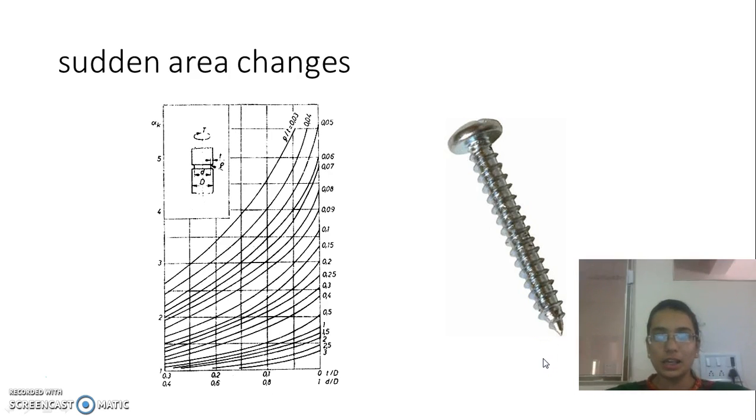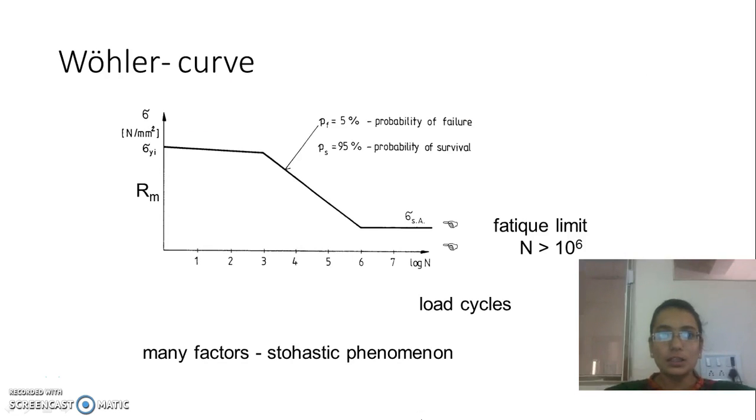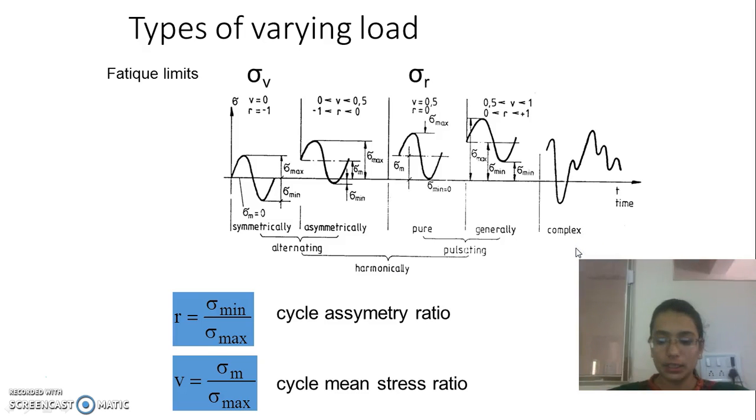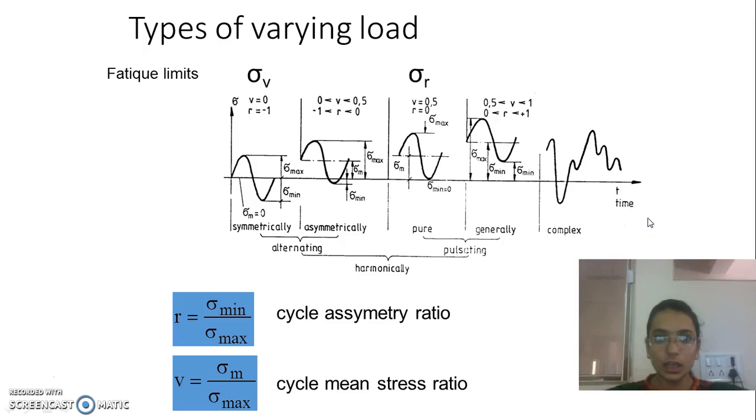Now this is the sudden area change in fastening fatigue, given the example of the screw, and it is fatigue, that is the cyclic mode of the periodic state. It will be the propagation change, and the failures occur almost in the 90 to 95% over that. This is the whole curve, where the load remains cyclic, that is the fatigue limit. It will remain constant. Here the probability of failure is 5% and the probability of survival is 95% in this curve. Type of the bearing load, that is the fatigue limit.